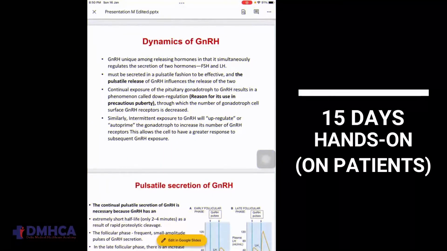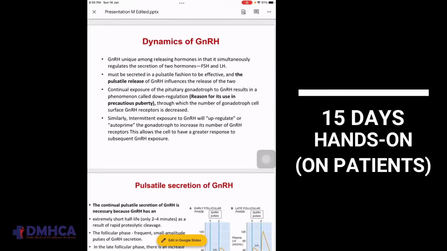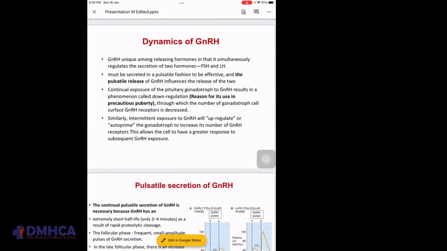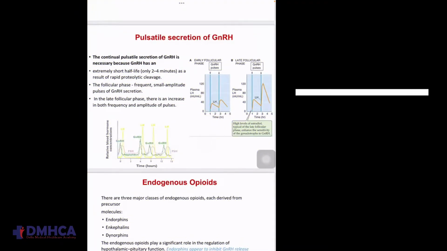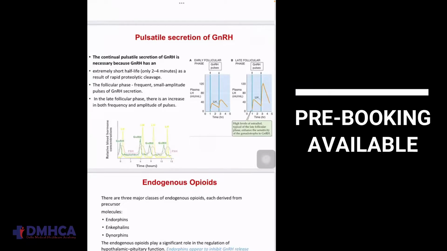GnRH is unique among releasing hormones. It is very unique because it simultaneously regulates two hormones, FSH and LH. One unique thing. Second thing, it is secreted in pulsatile fashion to be effective. And if it is released continuously, as I already discussed with you, it will down regulate LH and FSH. So this is the reason for its use in precocious puberty. Come to early follicular phase and late follicular phase. These are two phases. Follicular phase is divided, in respect to infertility, into early as well as late.